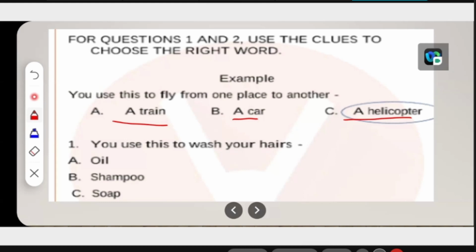You use this to wash your hands. See the options. What are the options given, children? Read it aloud. What is the first option? O-I-L, oil, right? And the second option is S-H-A-M-P-O-O. Have you said this word, children? Shampoo, right? And the third option is S-O-A-P, soap. Now tell me the answer. You use this to wash your hands. What is the option? Oil, shampoo, or soap?